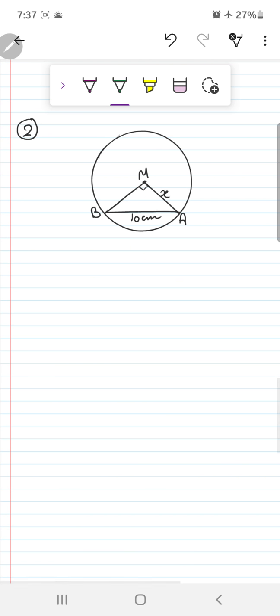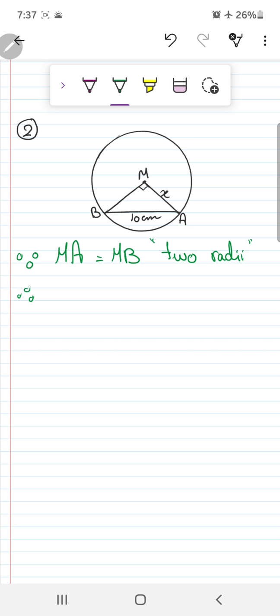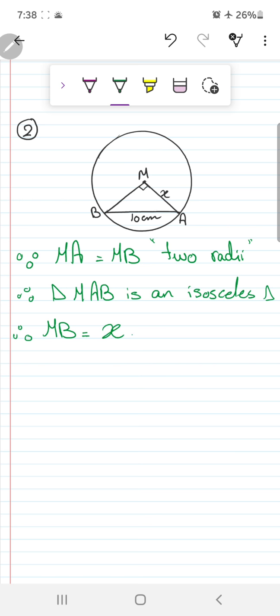Here also we have two radii that are equal. MA equals MB. So first, since MA equals MB, don't forget to write the reason: two radii. So the triangle MAB is an isosceles triangle. So MB also is x centimeters.